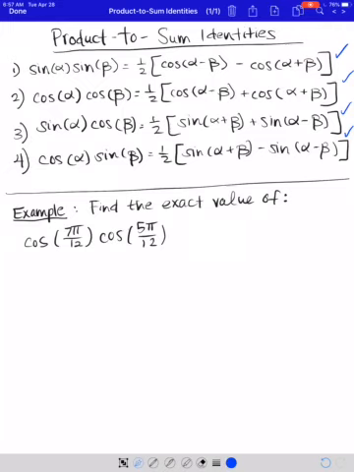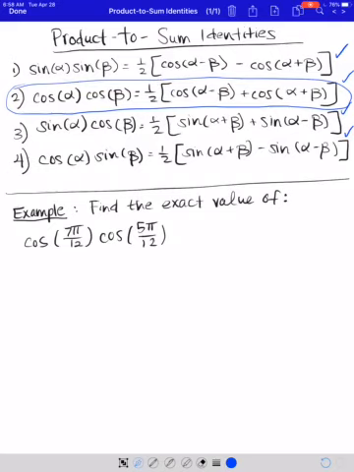So in our example, we're going to find the exact value of cosine of 7 pi over 12 times cosine of 5 pi over 12. So first we have to pick out the right identity to use. And since this is a product of 2 cosine functions, it looks like this second identity is going to help us. Right? So here alpha is equal to 7 pi over 12 and beta is equal to 5 pi over 12.